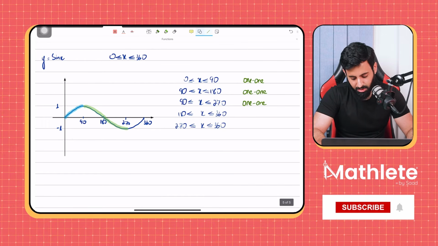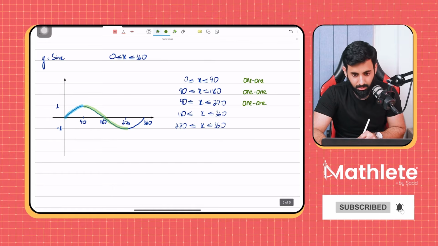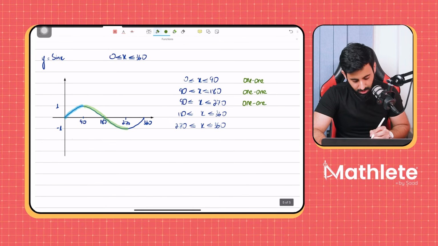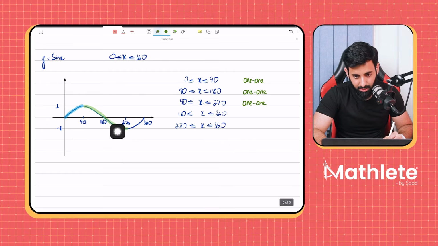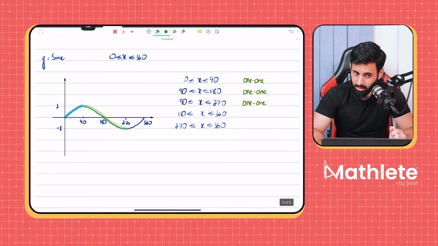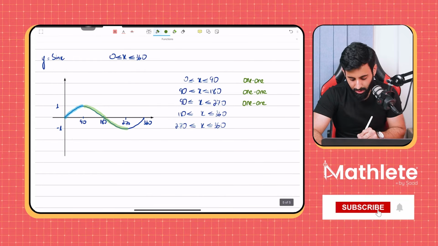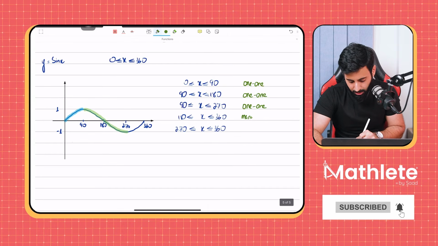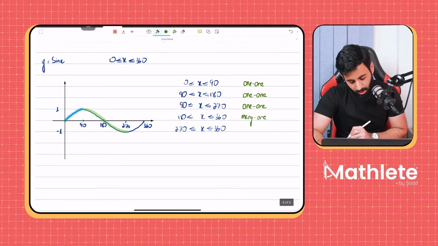What about 180 to 360? Which means you're looking at the second half of the curve. 180 to 360. Is it a many-to-one or a one-to-one? Because it's doing both, it's increasing as well as decreasing. That means it's a many-to-one function. What about 270 to 360? One to one.